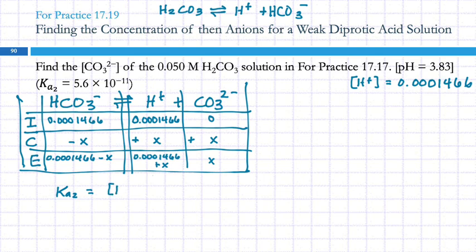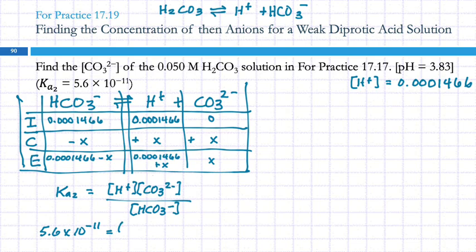Ka2 equals [H+] times [CO3 2-] divided by [HCO3-]. Here's our ionization constant, 5.6 times 10 to the minus 11, and that equals (0.000146 plus x) times x divided by (0.000146 minus x).